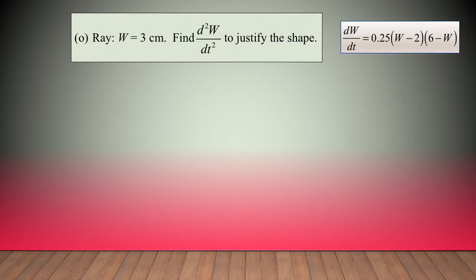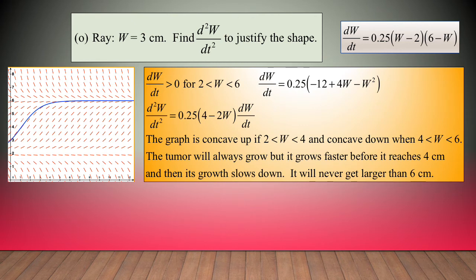In part O, Ray has a tumor whose width is initially 3 centimeters. We would like to use the second derivative of w with respect to t to justify the shape. We first note that dw/dt will be positive when w is between 2 and 6. Multiplying out, dw/dt equals 0.25 times the quantity negative 12 plus 4w minus w squared. And therefore, the second derivative of w with respect to t is 0.25 times the quantity 4 minus 2w, times dw/dt. And since dw/dt is positive in the interval 2 to 6, we are just looking at 4 minus 2w.